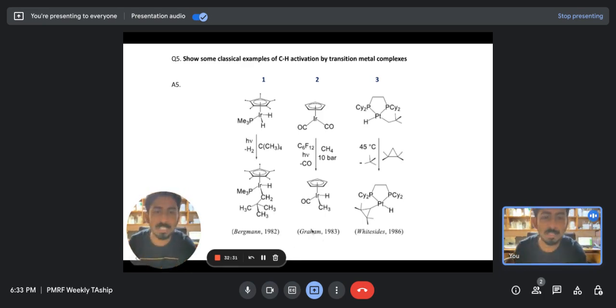So these are the three great scientists who discovered this CH activation, and they performed several reactions to show how these transition metal complexes are involved in CH activation.